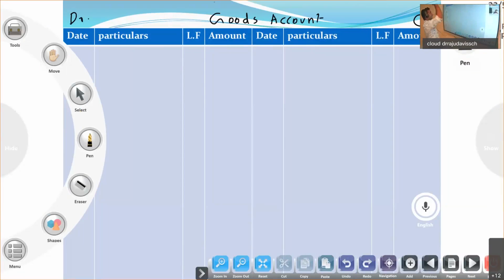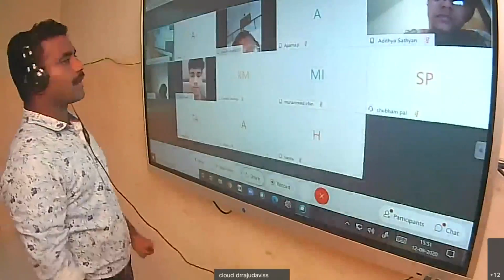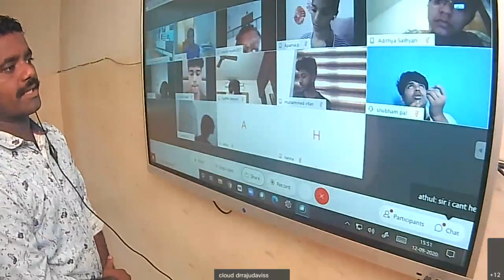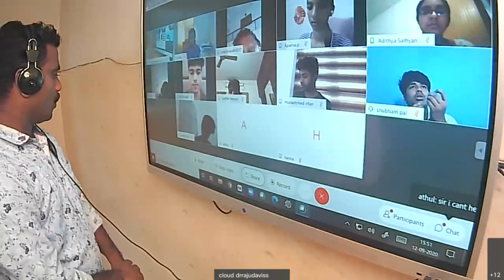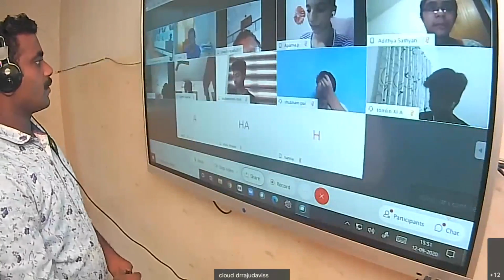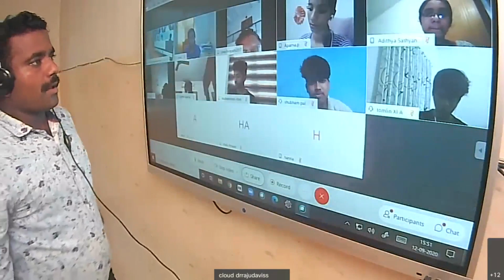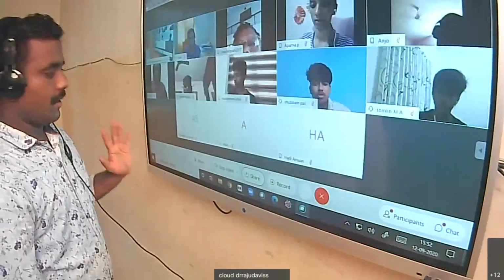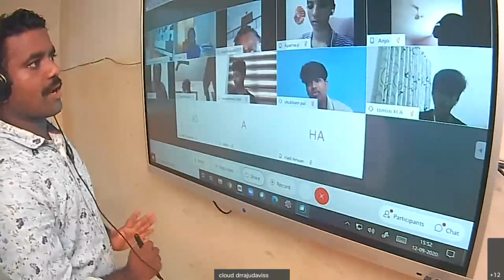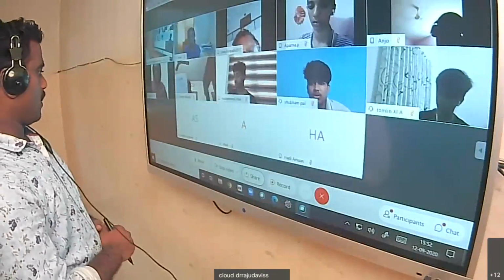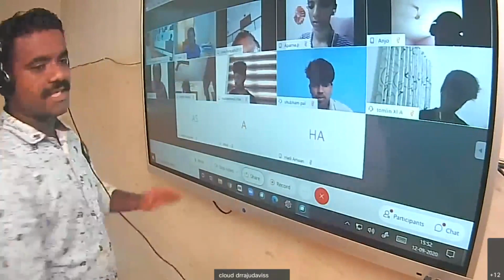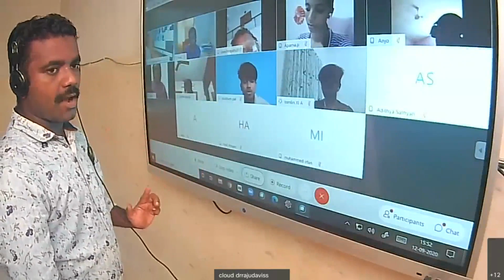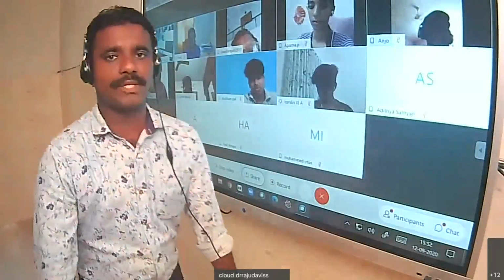So what is the first entry we did? Cash account debtor, goods account debtor to capital account. Okay. So goods account, where I have to post? Now we are preparing the goods account. So which side do I have to write the transaction? First entry: cash account debit, goods account debit to capital.